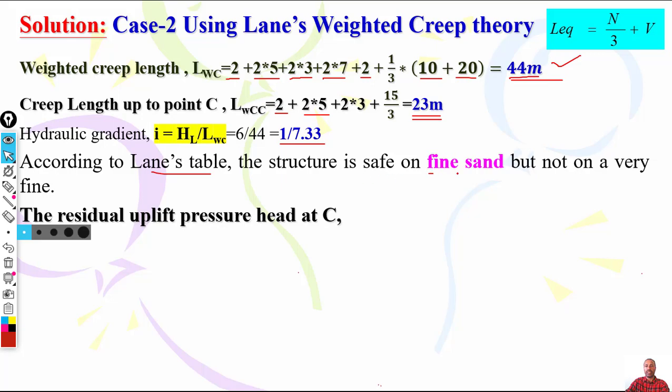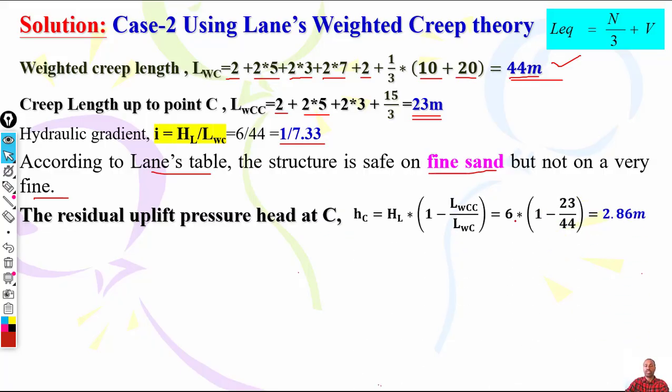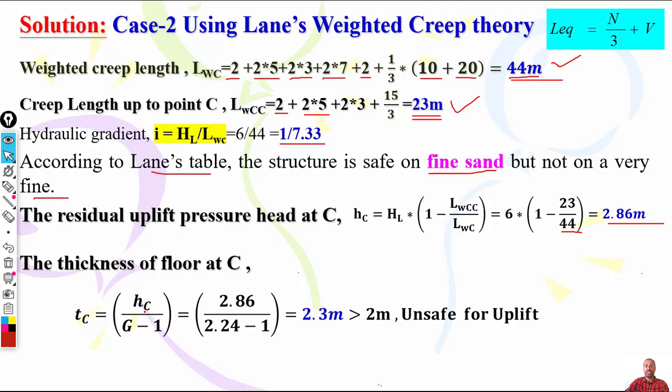So you simply check the table. Then finally, the residual uplift pressure head at point C will be this one. Just you will have up to C, you have already computed 23 over total, then 2.86. Then you can find the thickness of floor at point C, which is ordinate of hydraulic gradient up to C, hydraulic head. Then you have 2.86 divided by G minus 1, 2.3, then greater than 2 meters. So this is unsafe for uplift because we are given 2 meters.